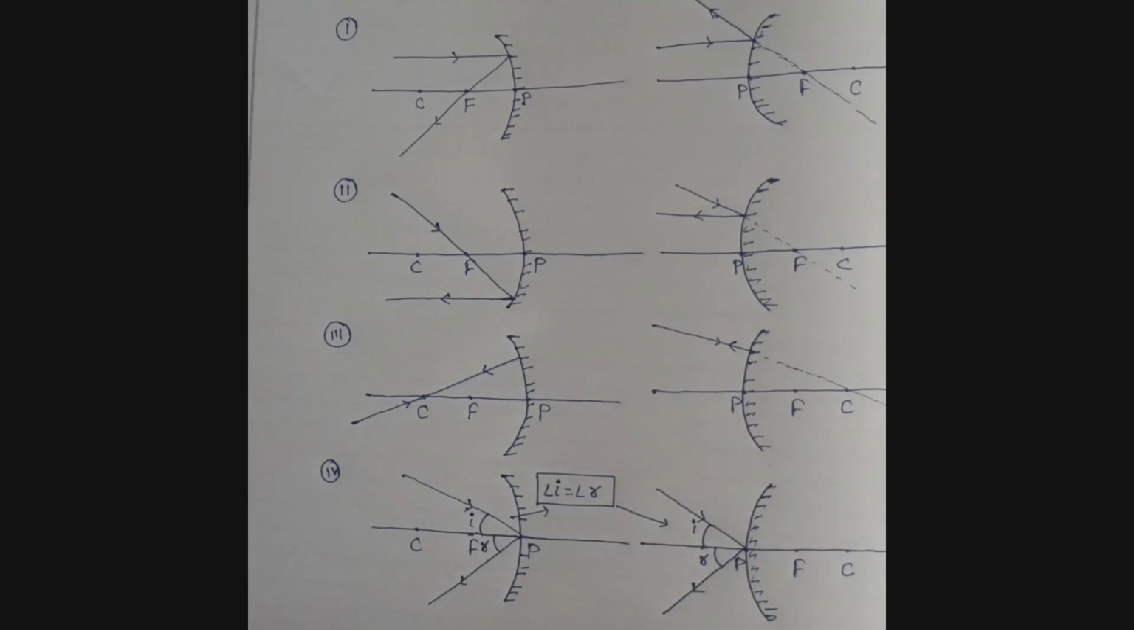So these are the few rules, the four cases that we have to understand, so that we will be able to form the images in the case of concave and convex mirrors.